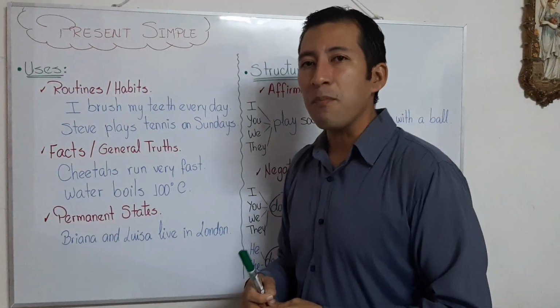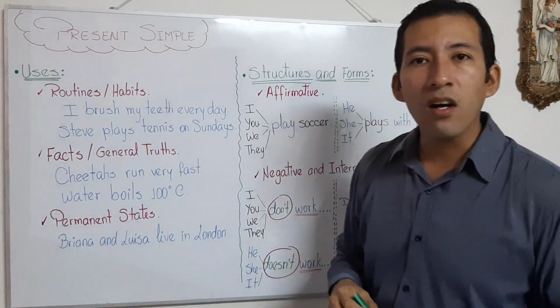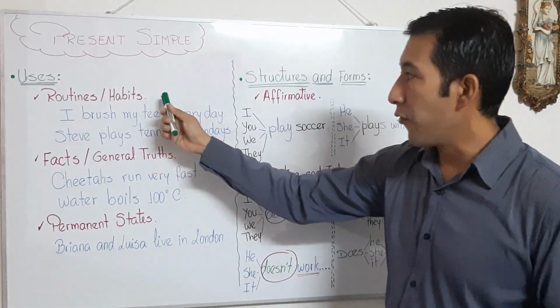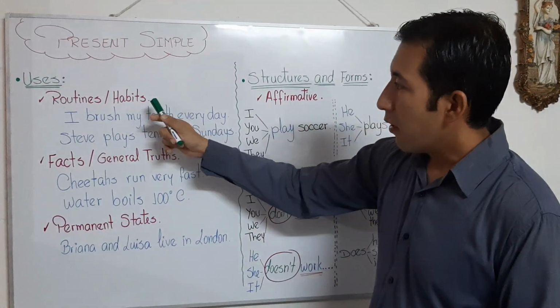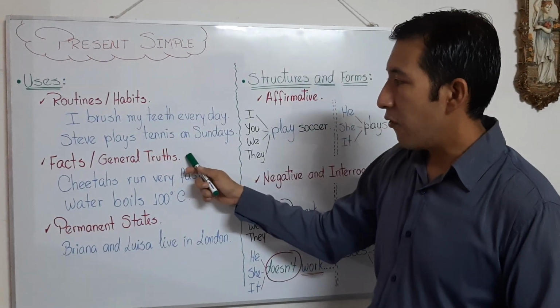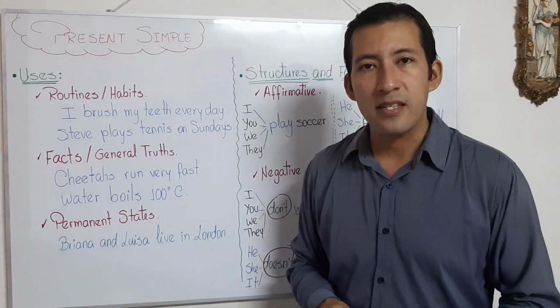Okay, present simple. I will start showing you what are the different uses. Three to be more specific. Okay, three: routines and habits, facts or general truth, and permanent states.